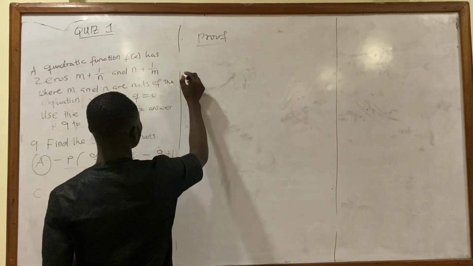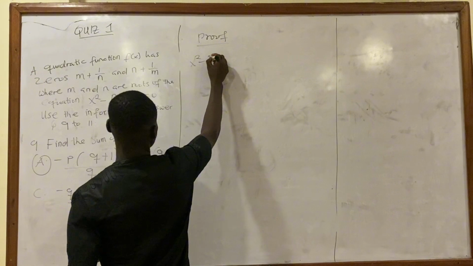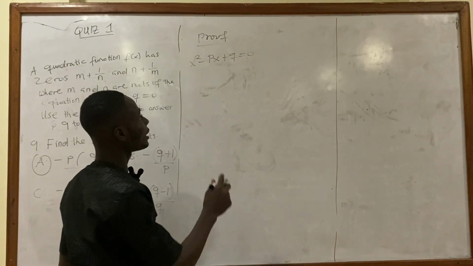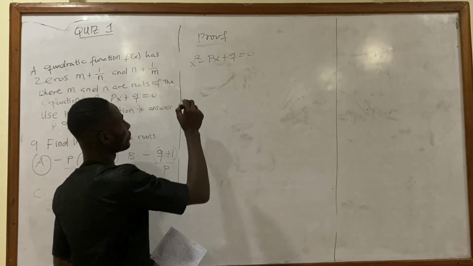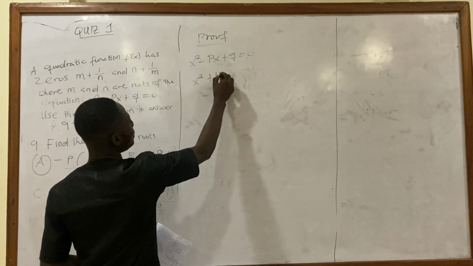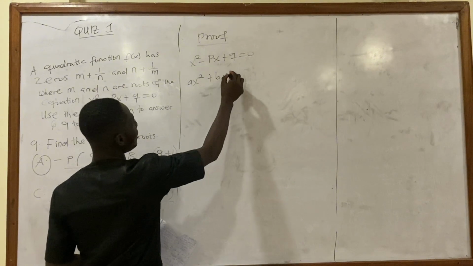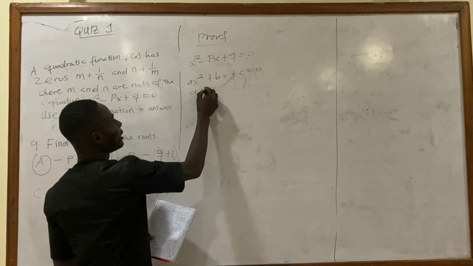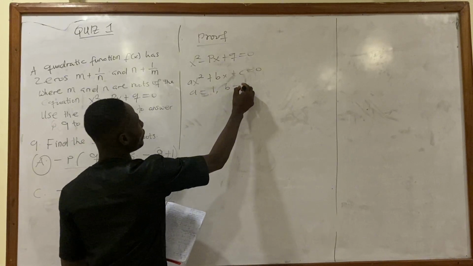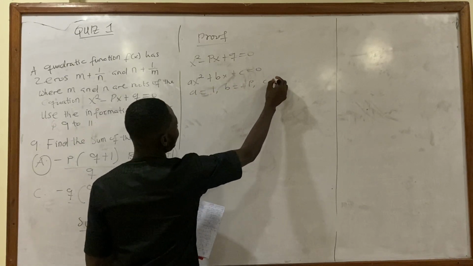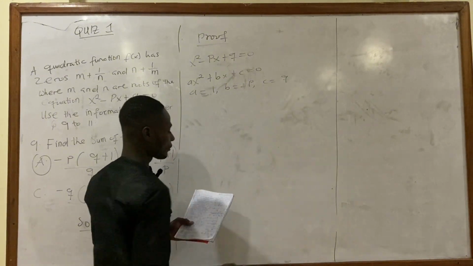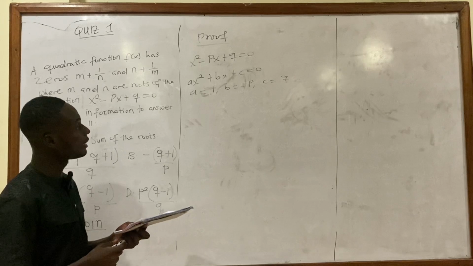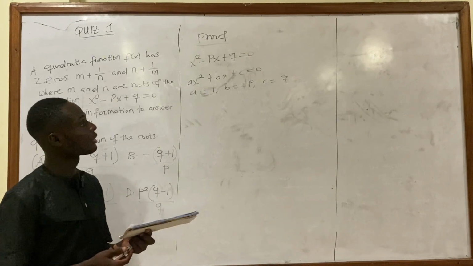So they gave us the function x squared minus px plus q equals 0. Let's compare this with the original quadratic equation, ax squared plus bx plus c equals 0. Here our a is equal to 1, our b is equal to minus p, and our c is equal to q.